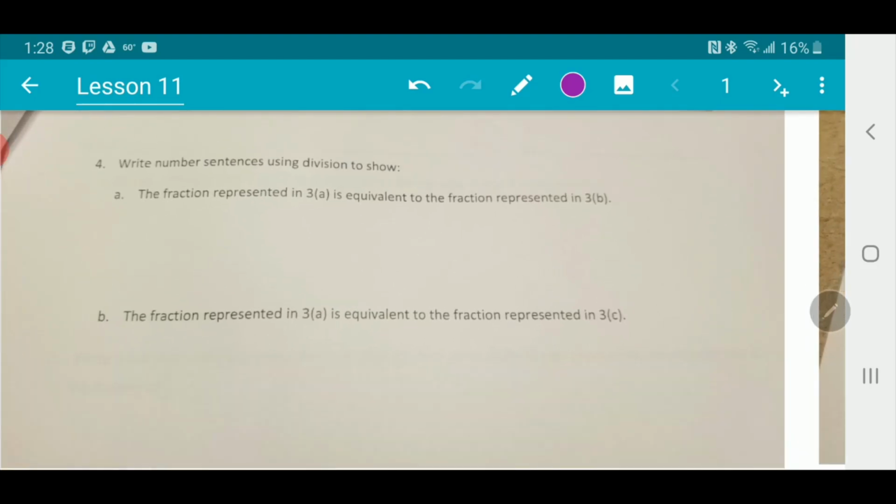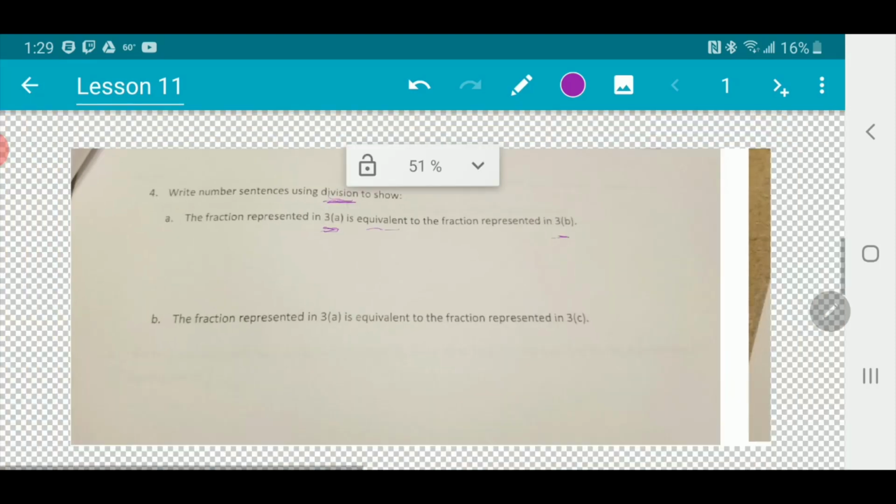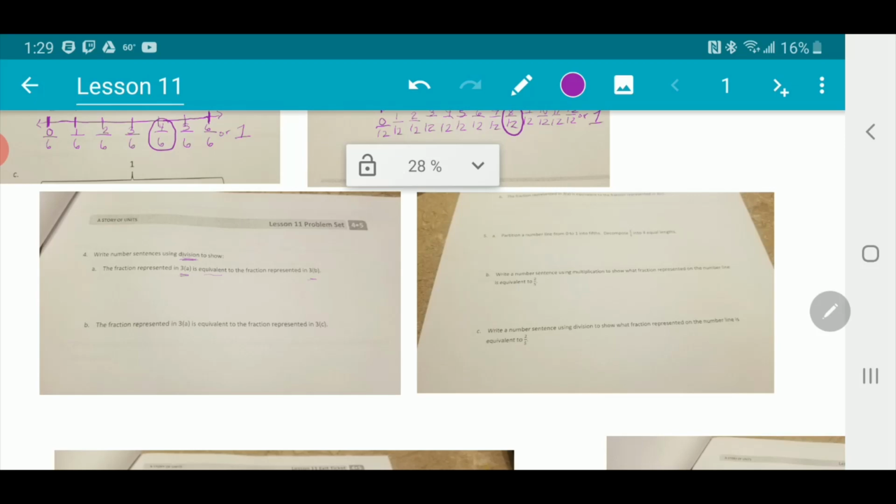All right, so next looking at 4A, we are going to be comparing two fractions and once again writing a number sentence to show that they're equivalent using division this time. All right, so we're going to be looking at our answer for 3A and seeing how that's equivalent to our answer for 3B. So we're going to have to go back to that question.